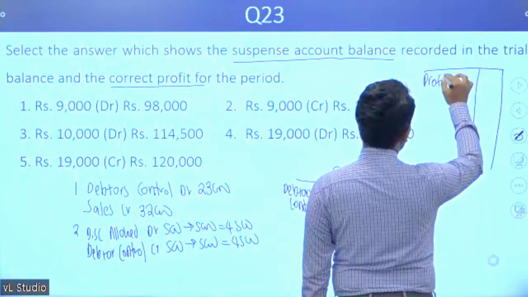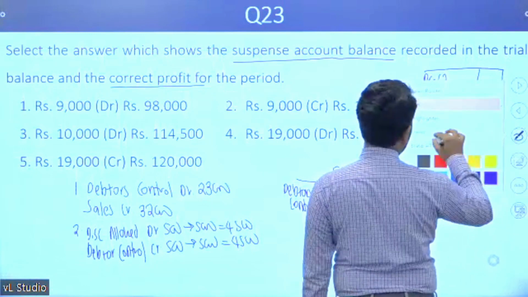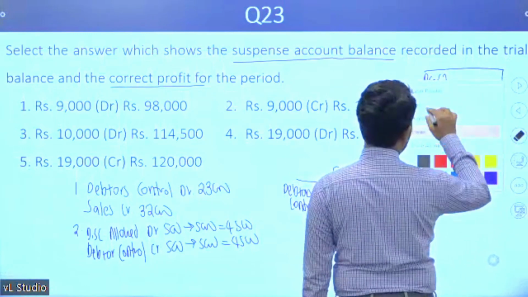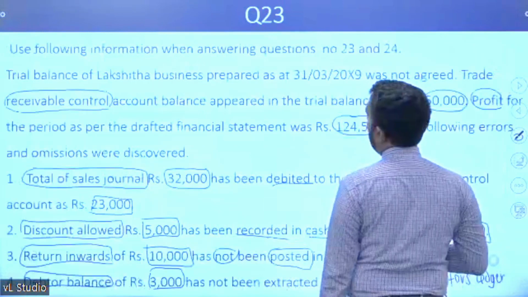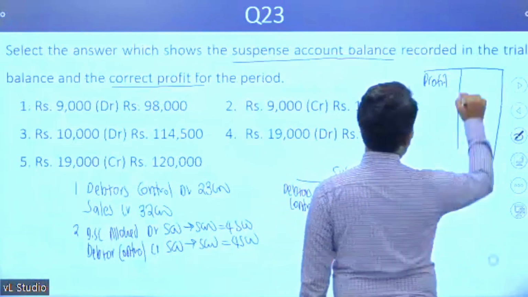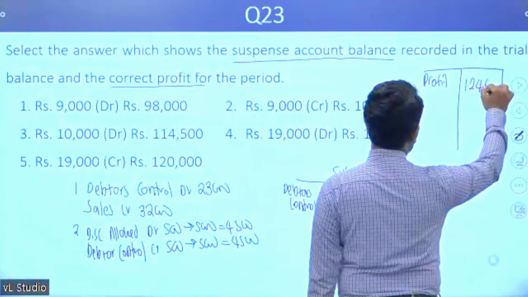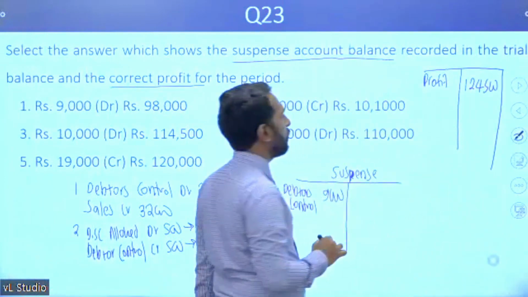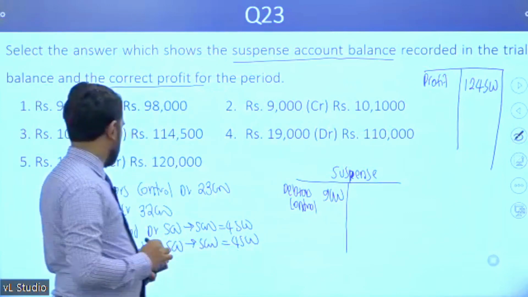So we have been given the profit calculation. We have been given the calculated profit as 124,500. Okay, this is the profit we have been given.